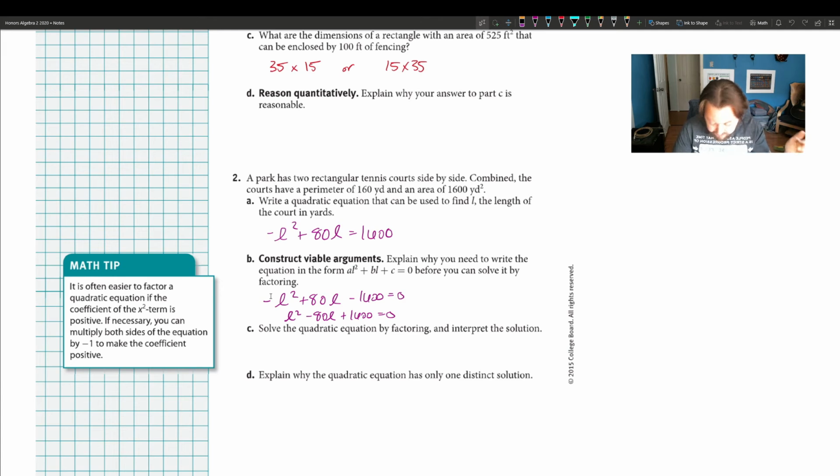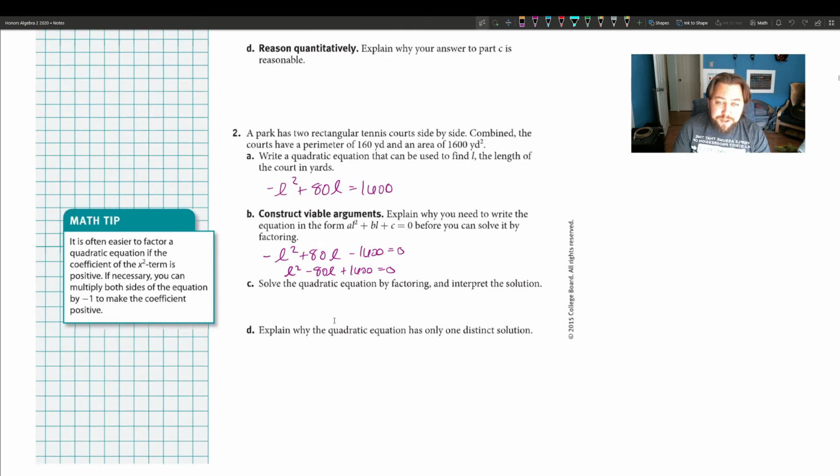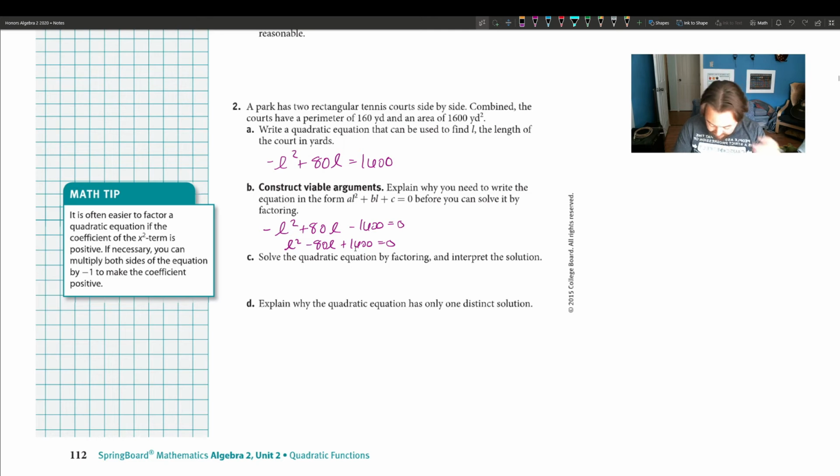Okay. Well, it seems to me that this is going to be kind of a mess, right? Factors of 1,600. Whew. Or is it possible that this is a perfect square trinomial? That would make our life a lot easier. So we're going to try that and see if it works. So the square root of L squared will be L. The square root of 1,600 would be 40. I'm going to put a minus 40 like this because our middle term is negative. Let's see if it works.